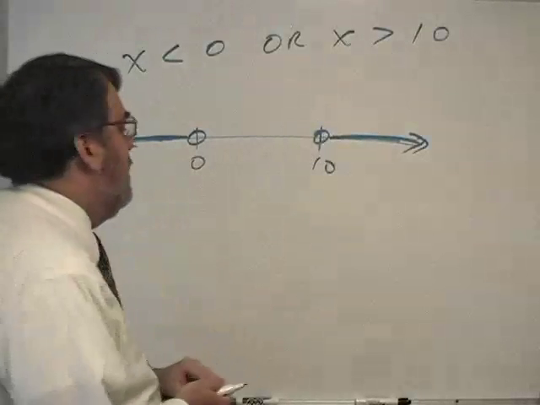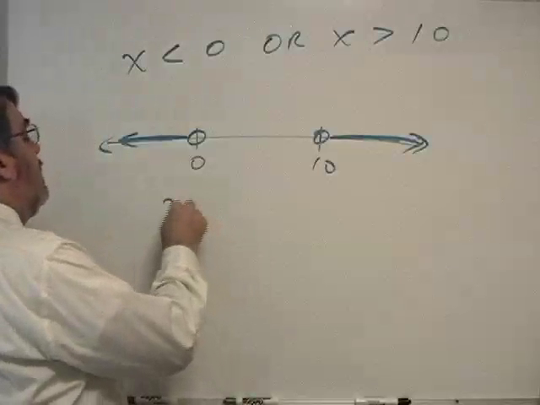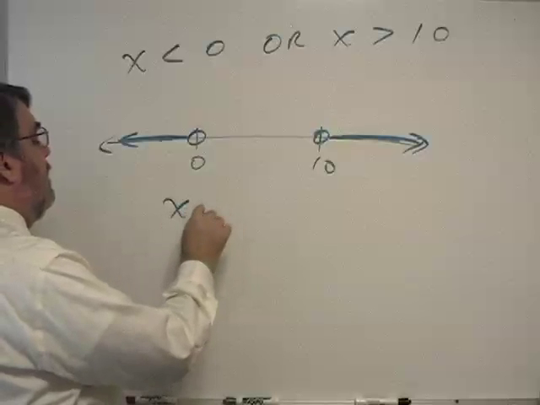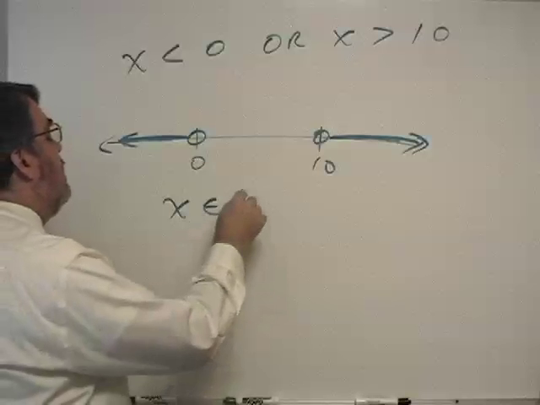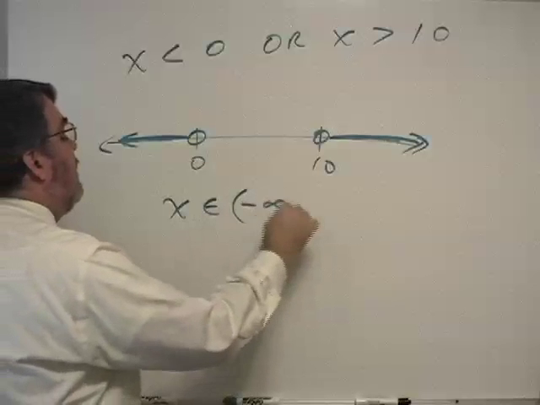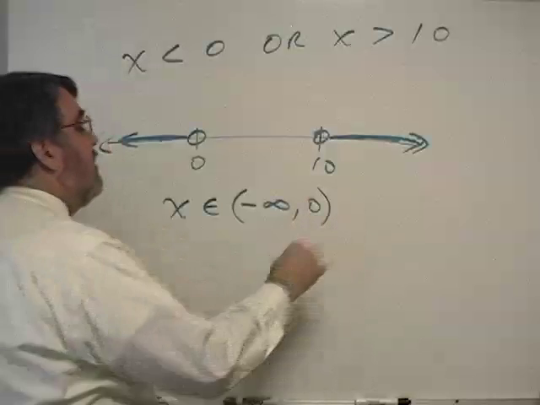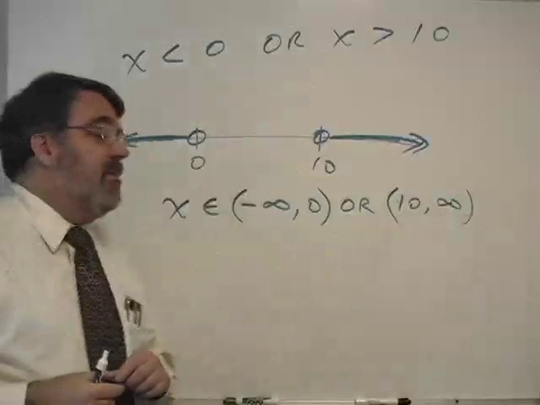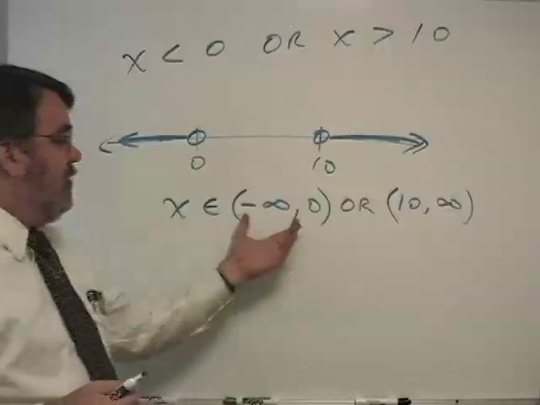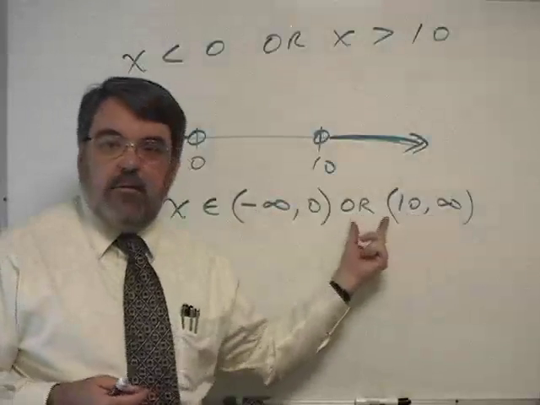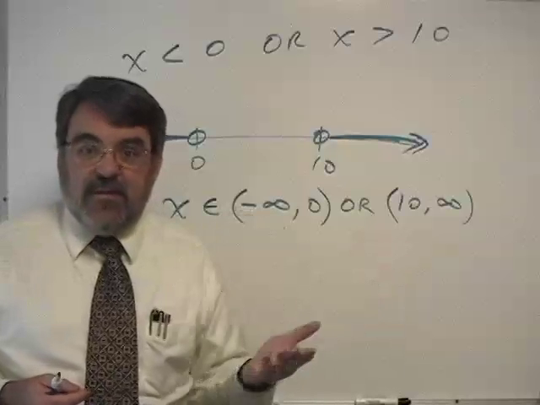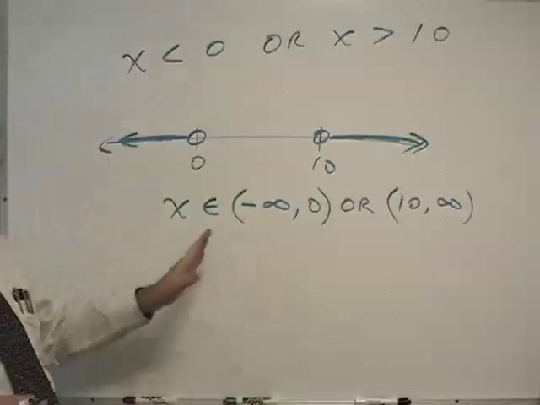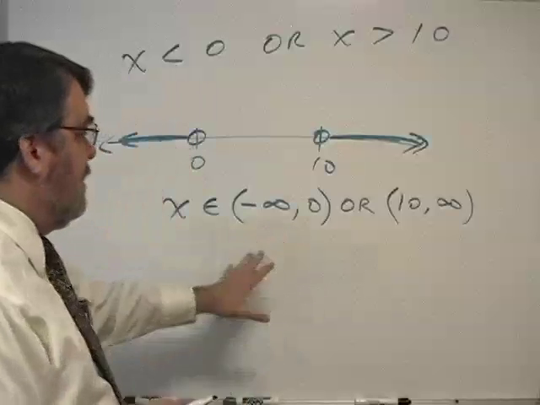In interval notation, then, we would say that x belongs to the interval, parentheses, negative infinity, comma 0, close parentheses, or parentheses, 10 comma infinity, close parentheses. So I have two parts, and I connect them with the word or. Forget the word or, you're going to miss some points. Forget x belongs to, you're going to miss points. If you write an x equals instead of the element symbol, you're going to miss points. So do it right, learn it right.